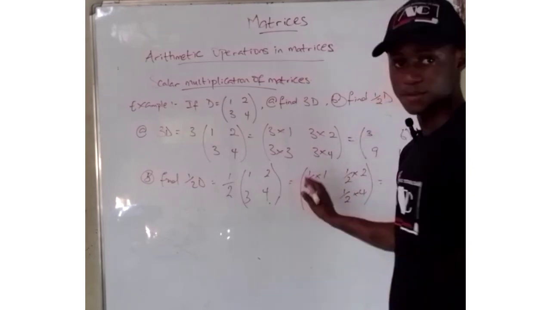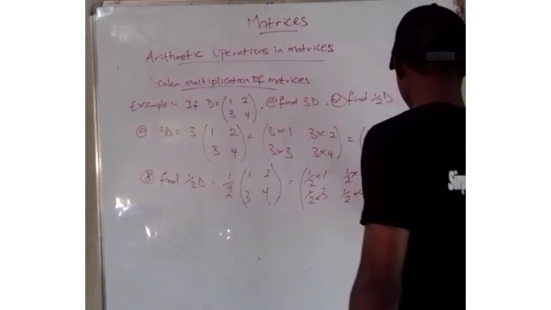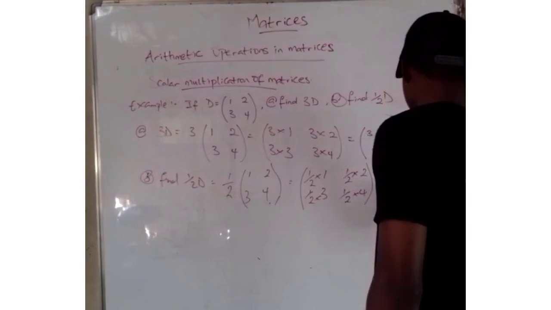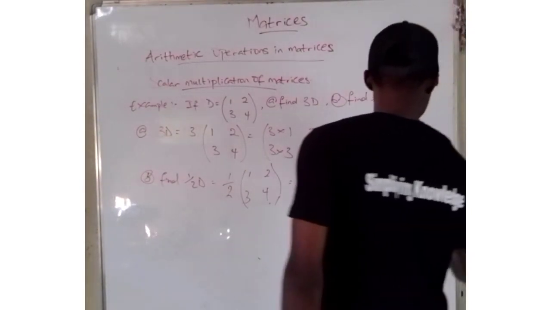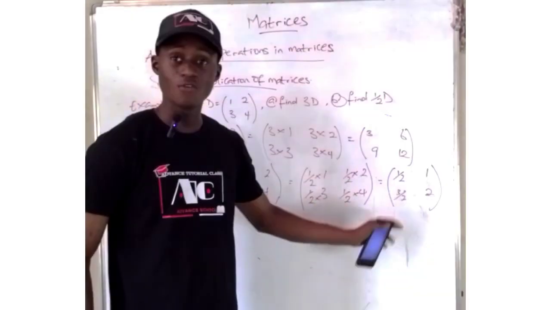So 1 over 2 times 1 will simply give you 1 over 2. 1 over 2 times 2 will be 1 because 2 will cancel out 2 here. And 1 over 2 times 3 will be 3 over 2. And 1 over 2 times 4 will be simply 2. So the answer to all this: 1 over 2, 1, 3 over 2, and 2.